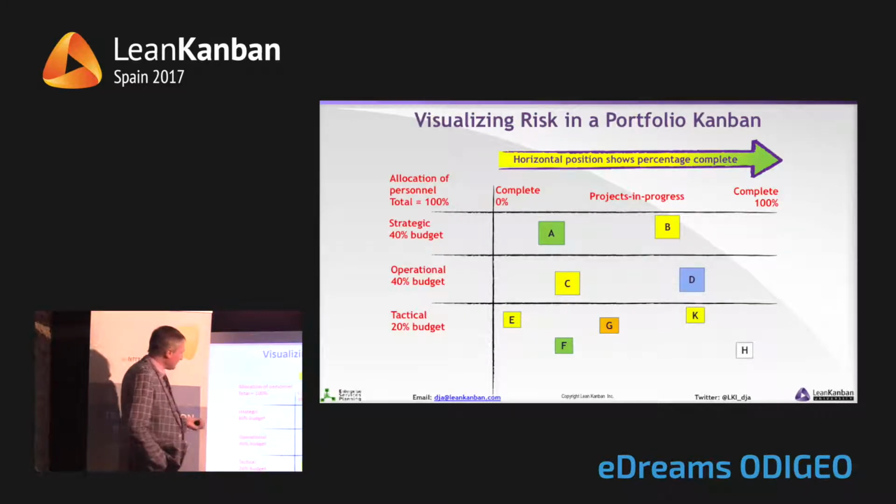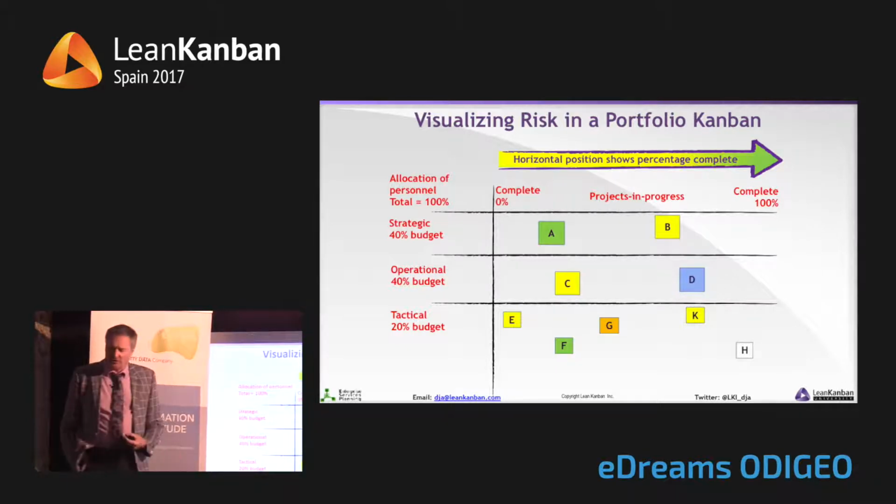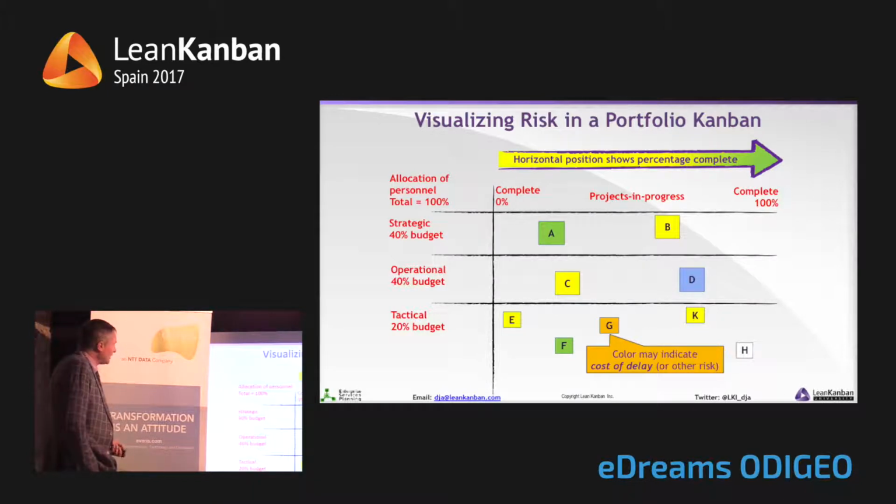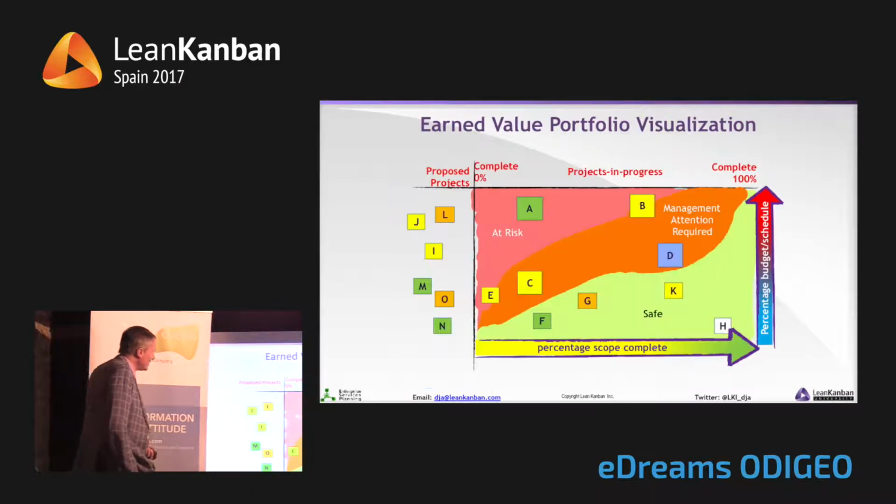We might add an extra dimension to this. We could add rows, and that could tell us something about the project. In this case, it's portfolio allocation: strategic, operational, and tactical projects, the contribution they're playing to our business, whether they're long-term investments or tactical, which would be very short-term returns.